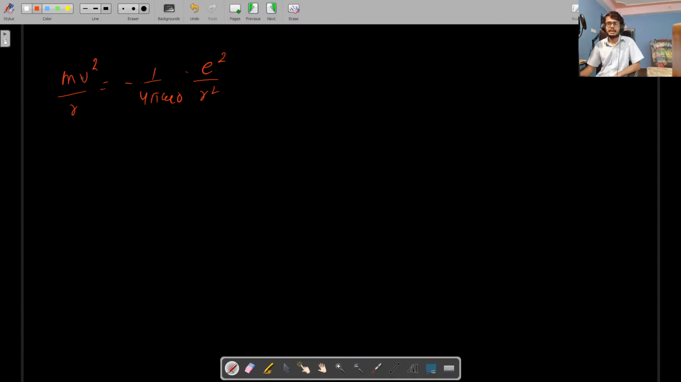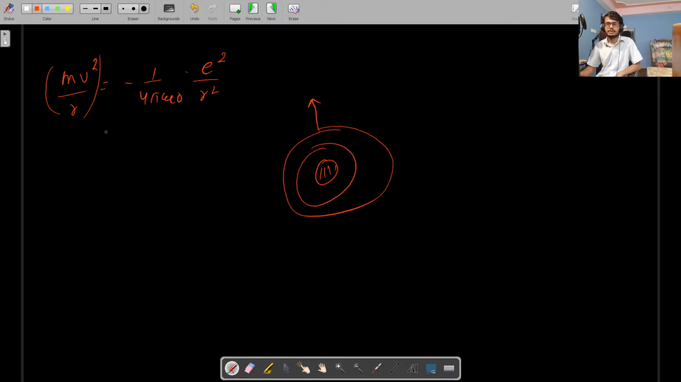So we were just considering the centrifugal force of an electron revolving. If this is the nucleus and electrons are revolving, the centrifugal force is mv squared upon r. This is exactly balanced by the pull by the protons. So it is completely balanced by the pull by the protons. This is the pull by the proton, 1 by 4 pi epsilon naught e square upon r square. So we mark this equation as 2. The first equation was the one where we found the angular momentum, and the second one is this equation.